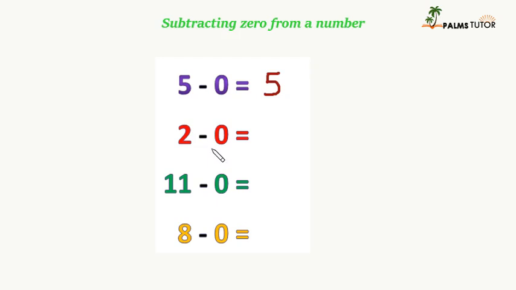2, take away 0. You have 2 things. You take away nothing. How many things do you have left? You still have 2.